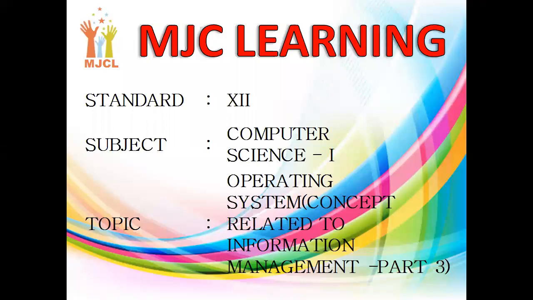Today we are going to study chapter 1 of Computer Science 1, that is operating system. And the topic is concepts related to information management, that is part 3. So let's begin. In this video we are going to study allocation methods.